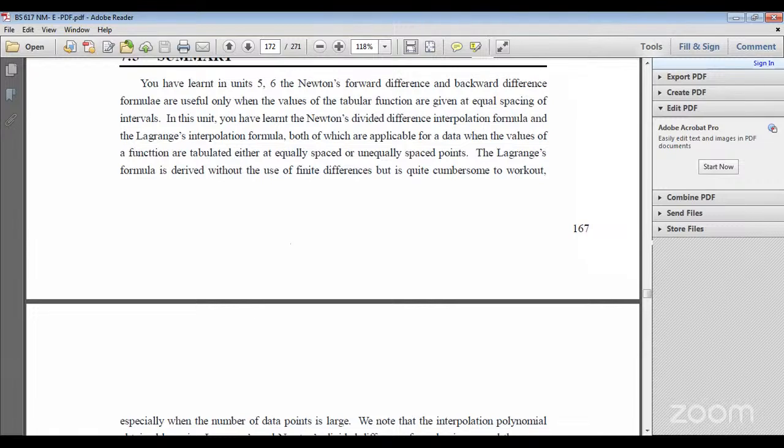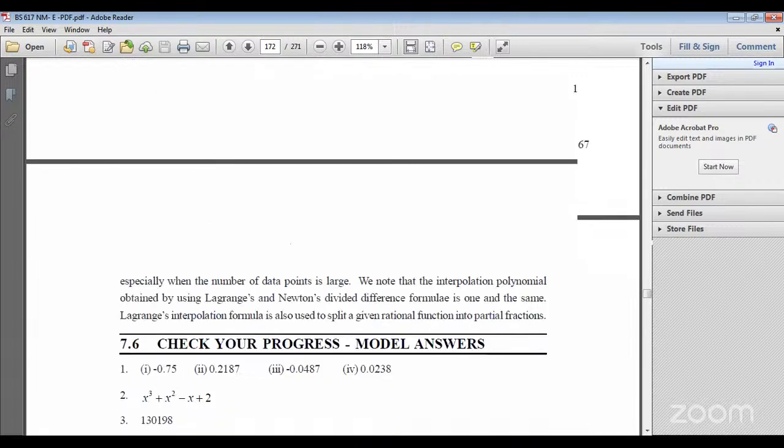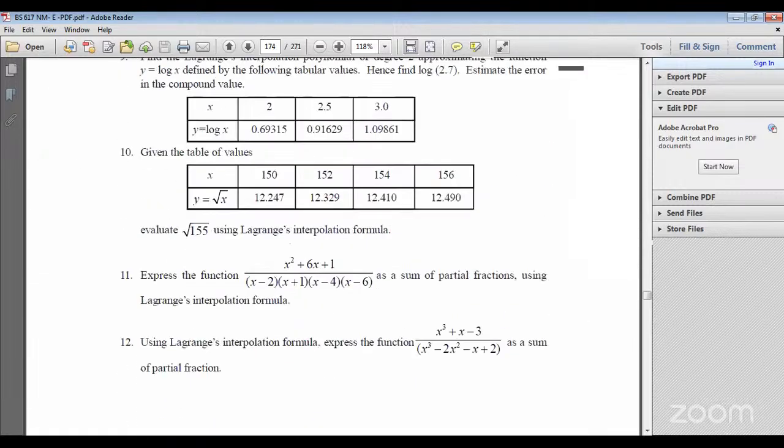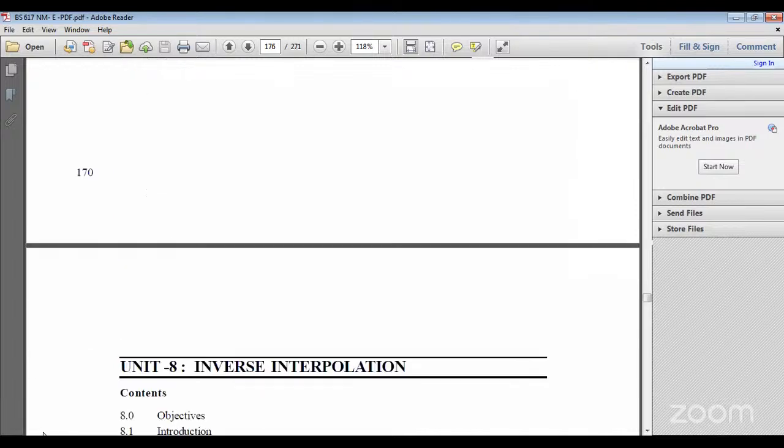Lagrange's formula is derived without the use of finite differences, but it is quite cumbersome to work out, especially when the number of data points is large. We note that the interpolation formula obtained by using Lagrange's and the divided difference formula are one and the same. Lagrange's interpolation formula is also used to split a given rational function into partial fractions. This is the one, and in the next unit I am starting with the basic functions here.